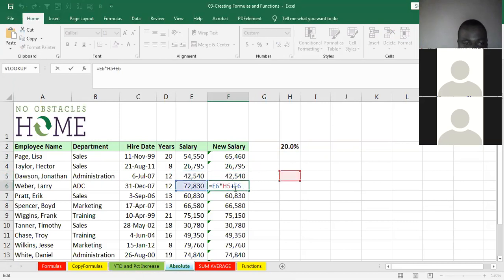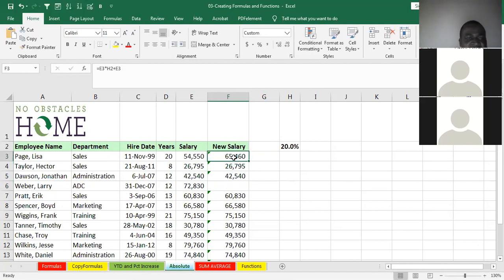If you go to Weber, you see where his own is pointing. So it is going to give you a very erroneous figure. The only way to avoid that kind of mess up is to use absolute references. I'm trying to teach you absolute references now. How do you do an absolute reference?